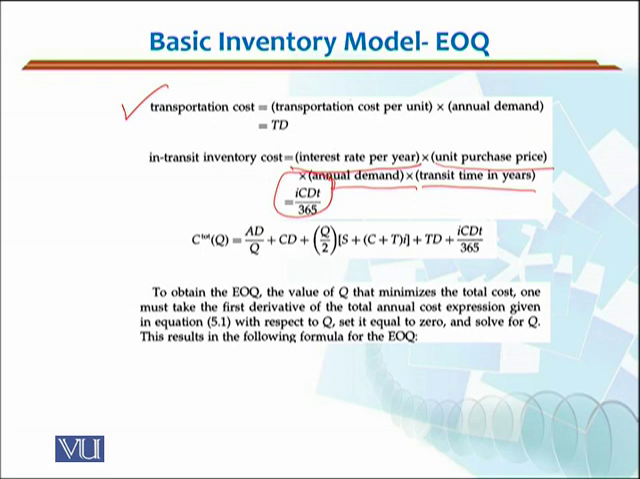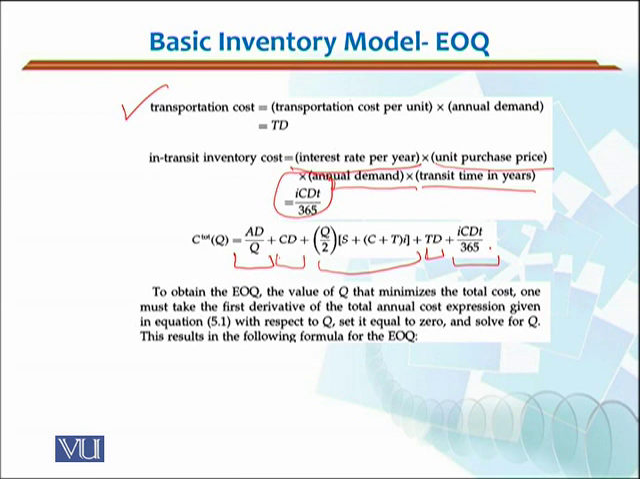So what would be my total cost function then? That would be my C total, in terms of Q, would be my ordering cost plus my purchase cost plus my total holding cost, plus my transportation cost, plus my in-transit inventory cost.